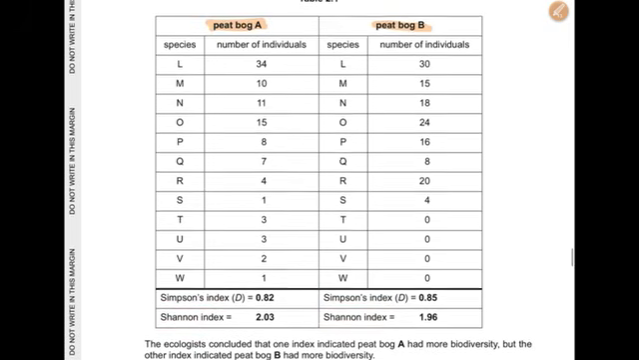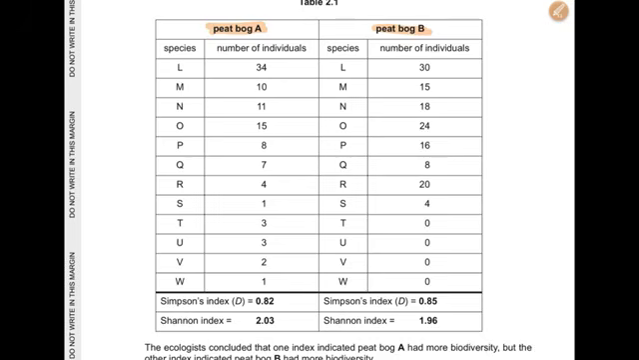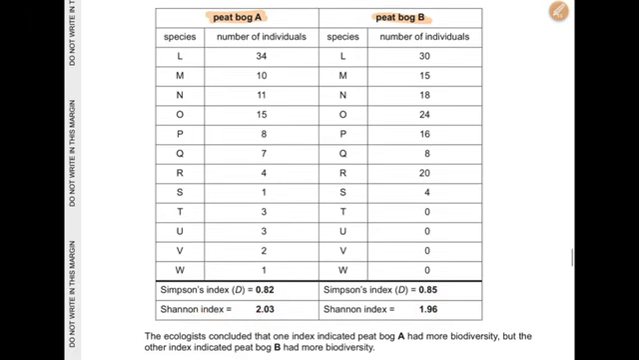Okay, so if you see for peat bog A, Simpson index has a smaller number, while peat bog B has a bigger number for Simpson index. If you look at the second row, Shannon index has a higher number in the first and a lower number in the second. So the ecologists concluded that one index indicated that peat bog A had more biodiversity, which is the Shannon index because there is a bigger number in peat bog A, but the other index indicated that peat bog B had more biodiversity, which is the Simpson index because Simpson index has a bigger number.